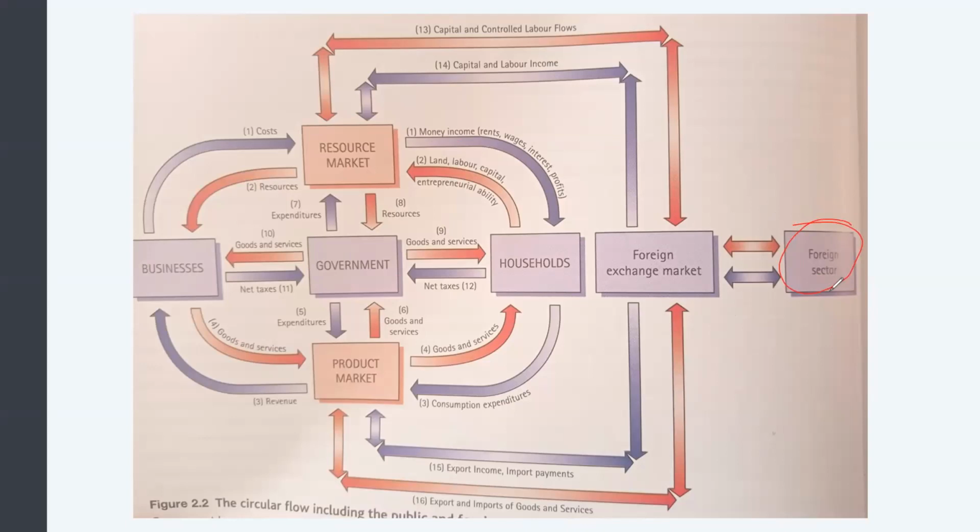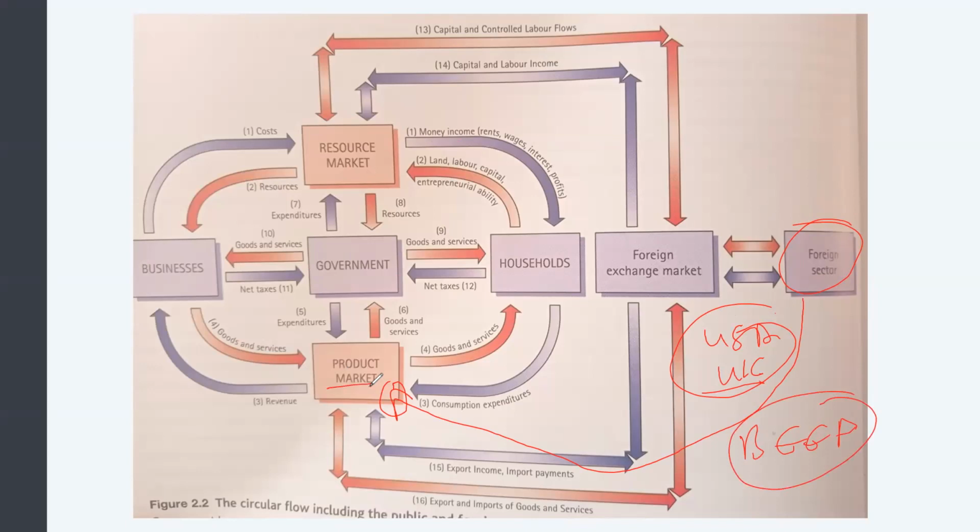And guess what? The foreign sector is going to the product market. The people in the USA or in the UK, they like our beef in South Africa, right? So they are going to come to our product market to buy our beef. And when they do that, money is going to flow into South Africa in the form of foreign exchange, and beef is going to flow out of South Africa in the form of exports. So there are going to be some exports and some imports between the product market and the foreign sector.